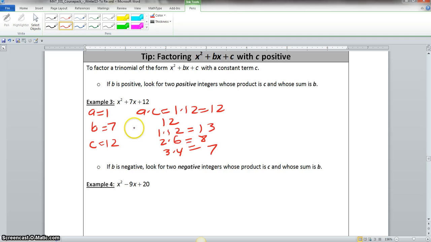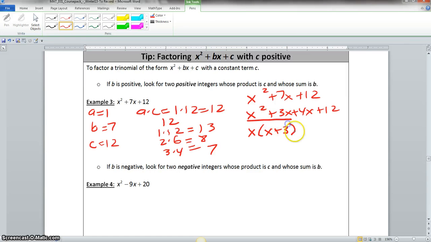Now we know that we're trying to match up what B is equal to, so we use 3 and 4. So we take x squared plus 7x plus 12, but we'll put in 3x plus 4x plus 12. We group the first two terms here. We can factor out an x, and we'll be left with x plus 3. We take the second two terms here, and we can factor out a positive 4. And we'll be left with x plus 3.